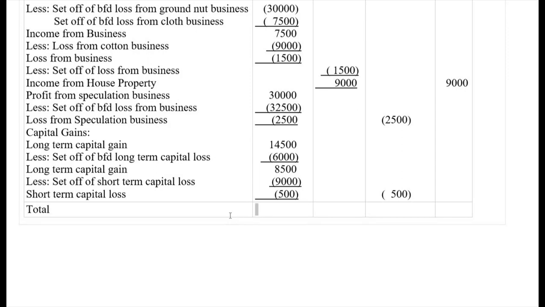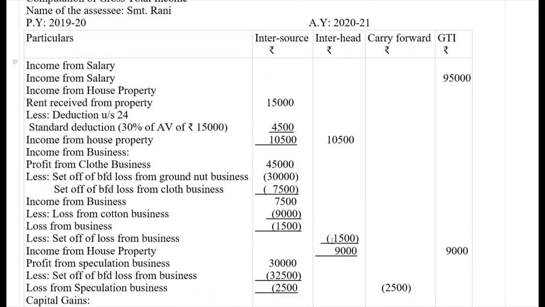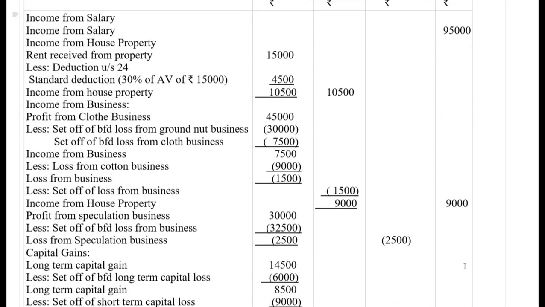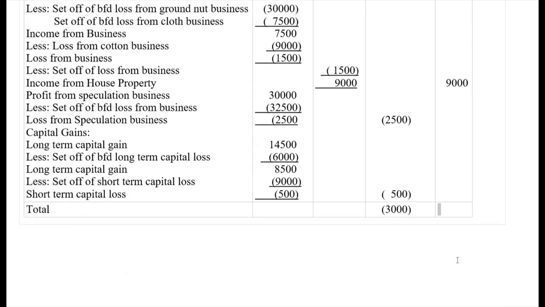So let's do the totaling here. So in case of the set off here, we have got 2,500, this plus 500, which comes to 3,000. Then here in case of 95,000 plus 9,000, which comes to rupees 1,04,000. Notes number 1 here. Remaining short-term capital loss.